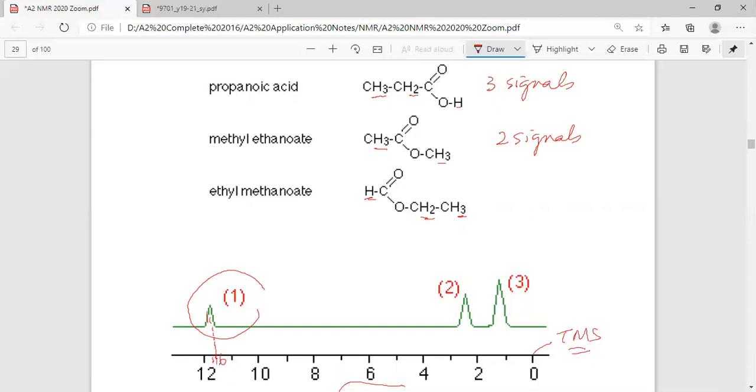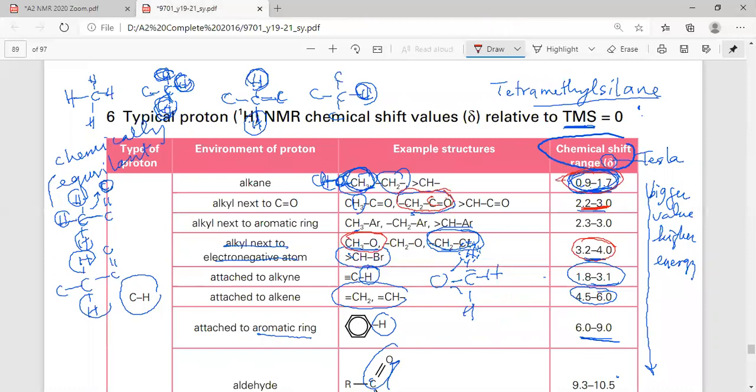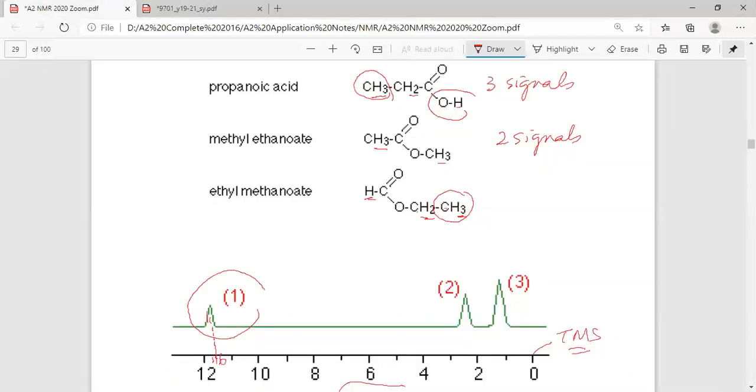11.6 is normally shown by your carboxylic acid, the hydrogen on oxygen. Now remember these 2 are about the same, CH3 to C and C to C. So these 2 will be in the range 0.9 to 1.7, 1 point something. This is your CH3 to a C, this one here and this one here.